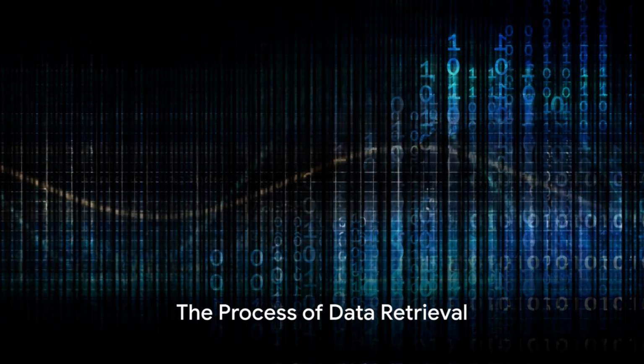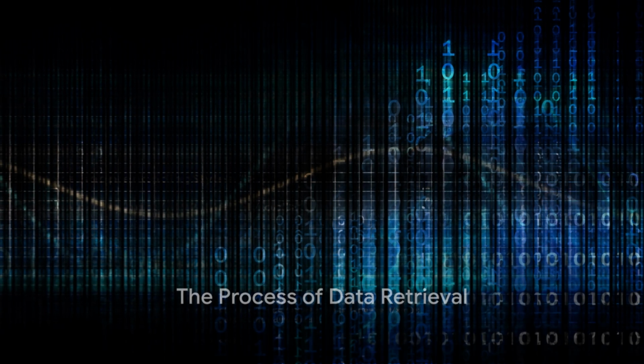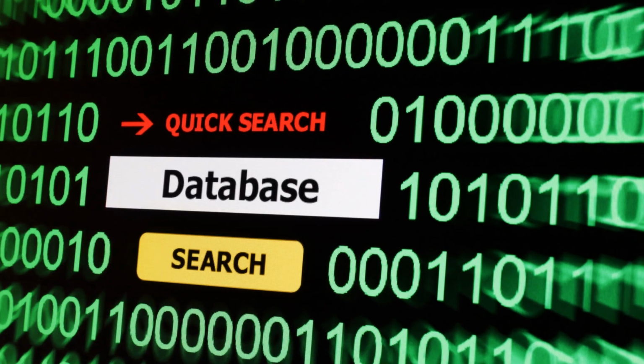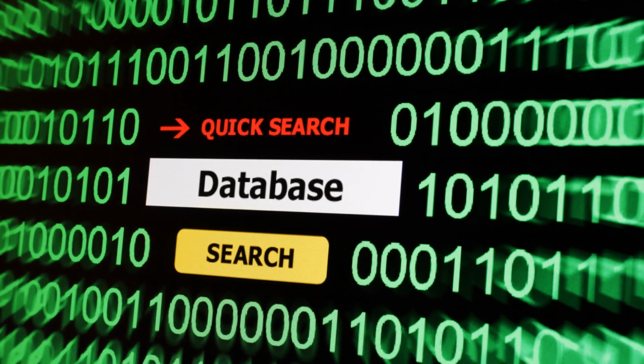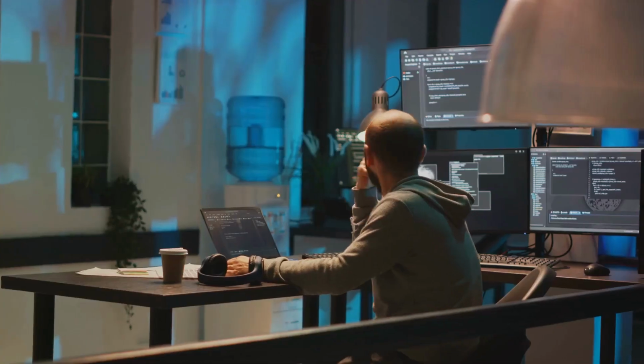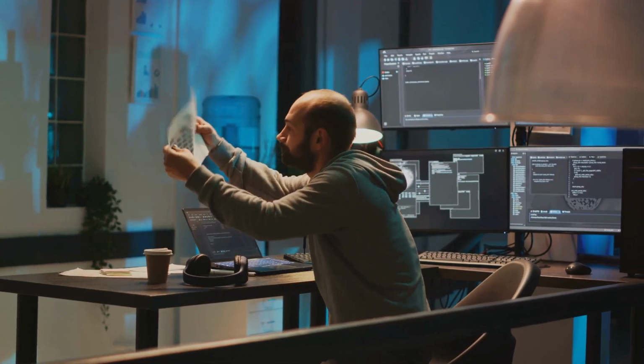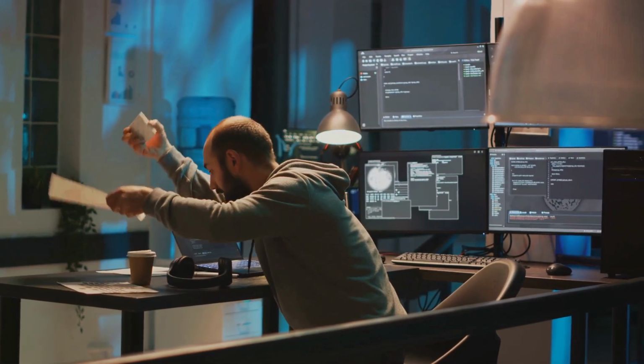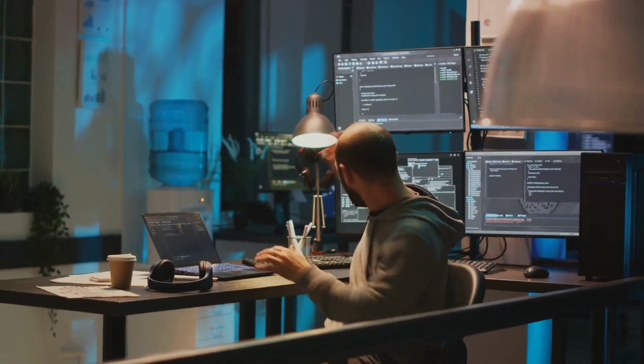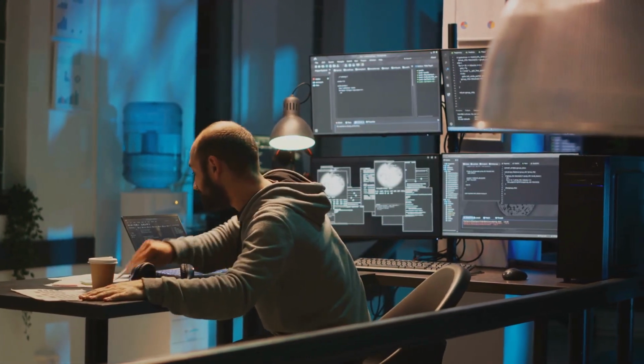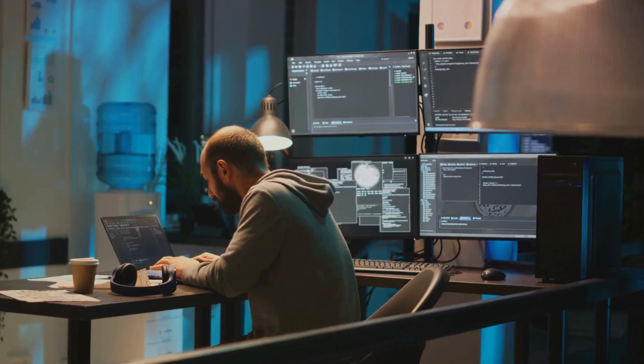Data retrieval is a process that involves extracting or obtaining data from a database management system, often abbreviated as DBMS. Think of it as a librarian in a vast library of information, helping you find the exact book you're looking for. But instead of books, we're dealing with data. And instead of a librarian, we have a DBMS.